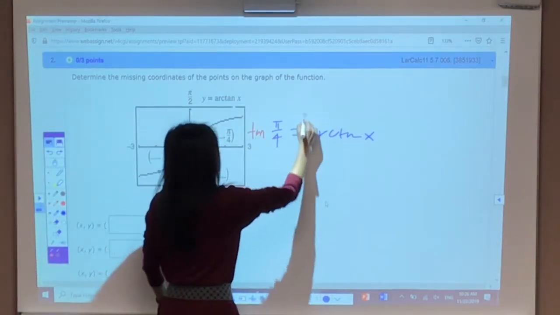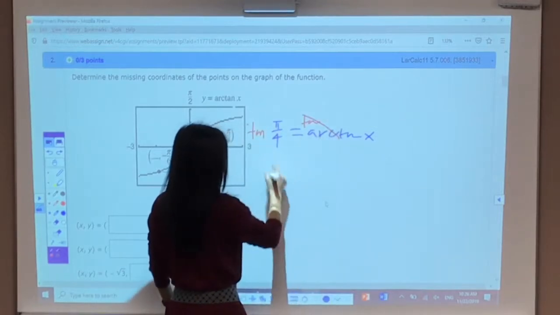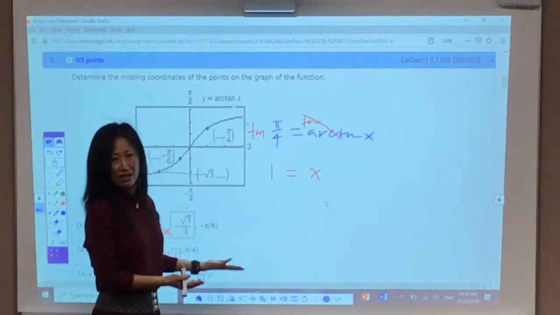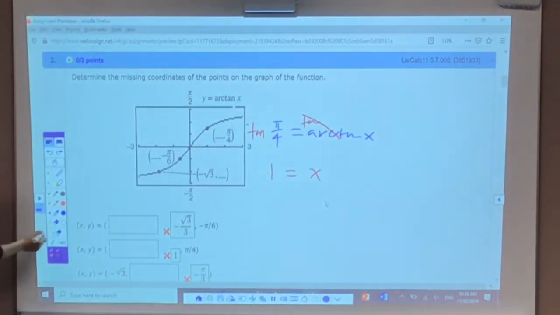Right, apply tangent to each one of them. Tangent of pi over 4 is 1, and then you want to say what? X is 1. You see that? How easy that is? So very simple.